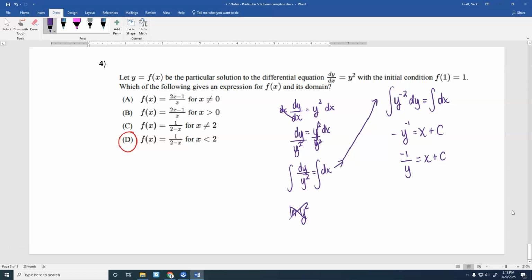And it is up to you whether you want to find c first or whether you want to solve for y first here. I would say they're equally easy on this one. So let's find c first. So we got negative 1 over 1 equals 1 plus c. So negative 1 equals 1 plus c. Subtract that 1, you get negative 2 as your c. I'm going to move over to the left-hand side here. So that gives us negative 1 over y equals x minus 2.